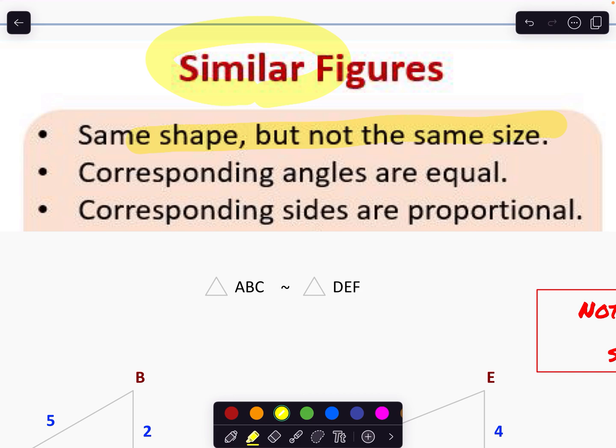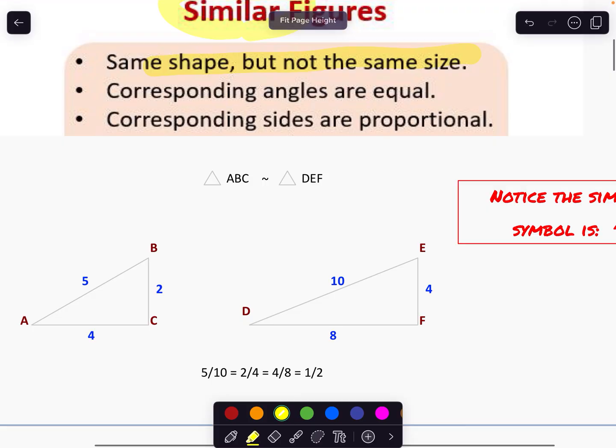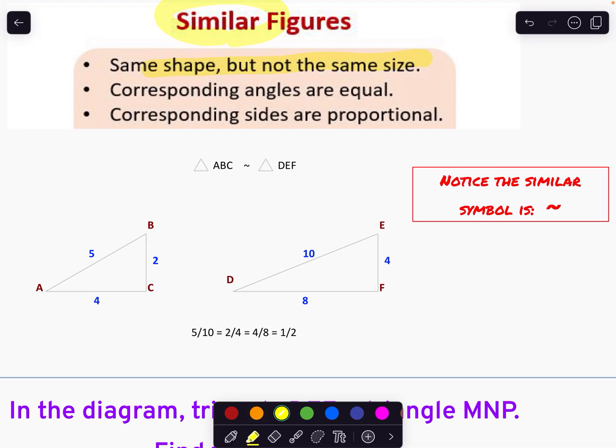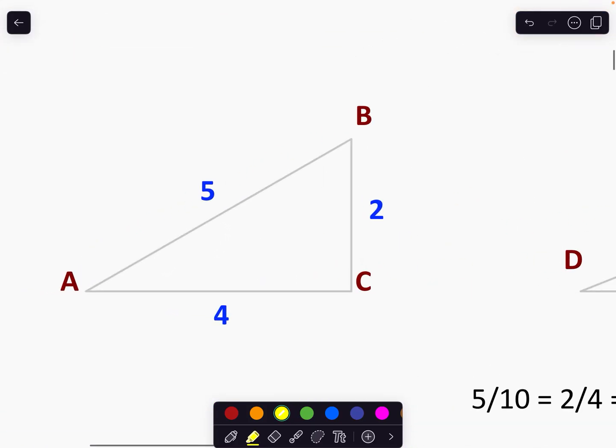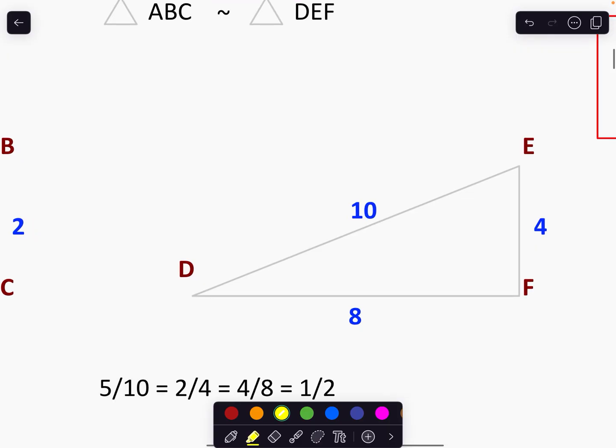And then corresponding angles are going to be equal, or congruent, we could say. So the angles in the same corners would be the same size. And then the corresponding sides are proportional. So I'll show you what I mean by that. First of all, we have two triangles here, right? Triangle ABC and triangle DEF.